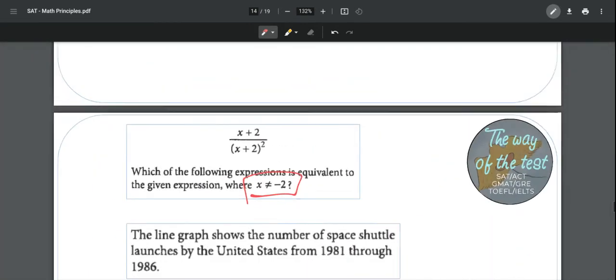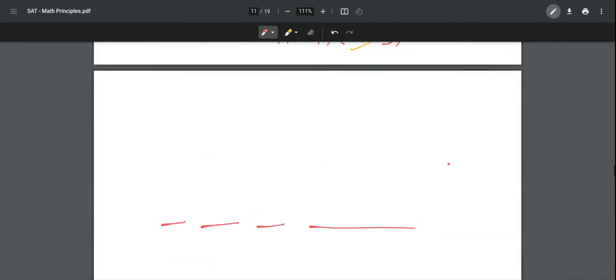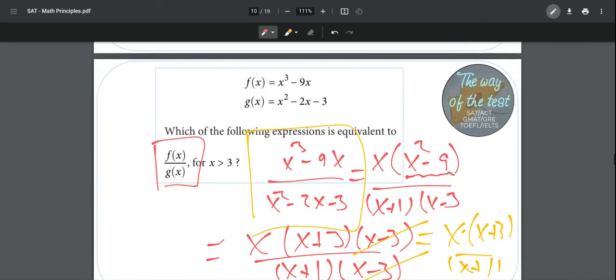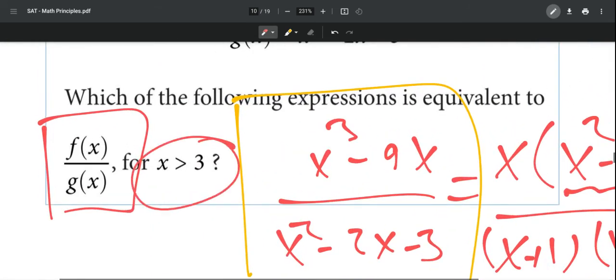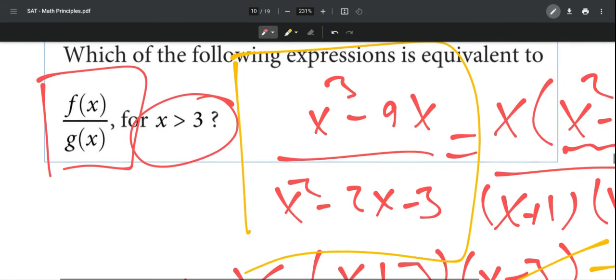And actually in a previous question that we have done before, we also had a restriction, I didn't copy. So when they say that x is bigger than 3, there's a restriction, which means x cannot be less than 3. Right? It cannot be equal to 3, actually.